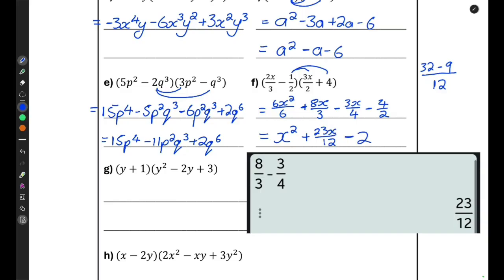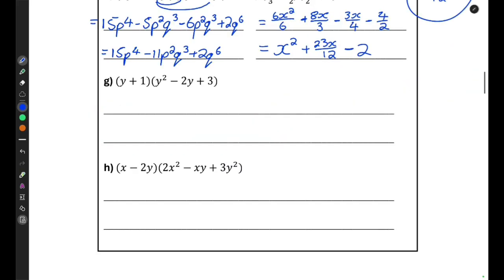Okay, so remember, guys, you're in grade 10, so they don't want to see every single step with LCDs and everything anymore, unless there's algebra in it. So you can just use your calculator to get this answer. Let's look at question G. So it's just a binomial times a trinomial.